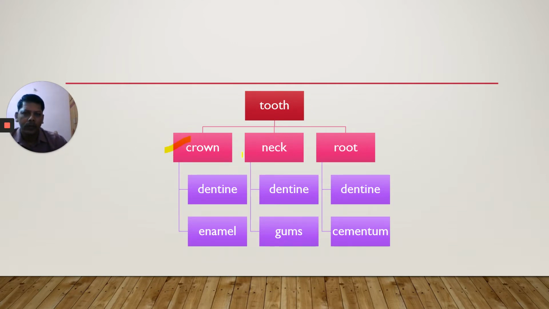Crown is the visible part, neck is covered by gums, and root is embedded in the socket. You cannot see the root. In order to see the root, you have to uproot your tooth. The crown, neck, and root all have the same type of substance. Dentine is present in the crown, dentine is present in the neck, dentine is present in the root.